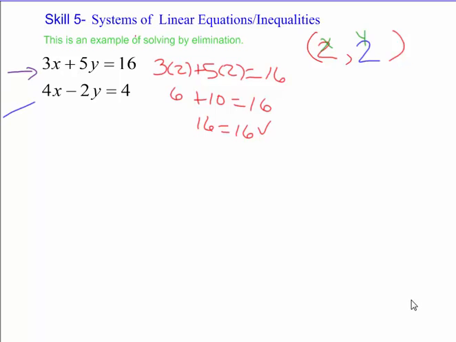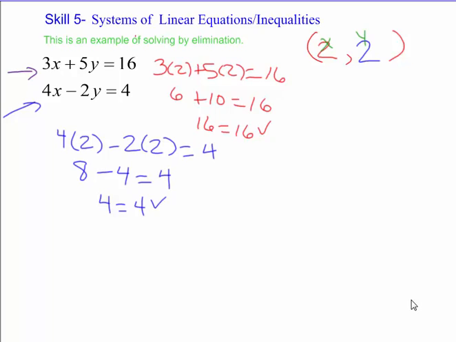So I'm going to put it right there, and I'm going to check there. So 4 times my x, 4 times 2, minus 2 times my y, which also is a value of 2, is supposed to be 4. 4 times 2 is 8. Negative 2 times 2 is negative 4. That's supposed to be 4. And when I work it out, I get 4 equals 4, and it checks out. So if you actually do the check and you pay attention and it works out nice and neatly, you've got your answer. And they cross with the ordered pair (2, 2).